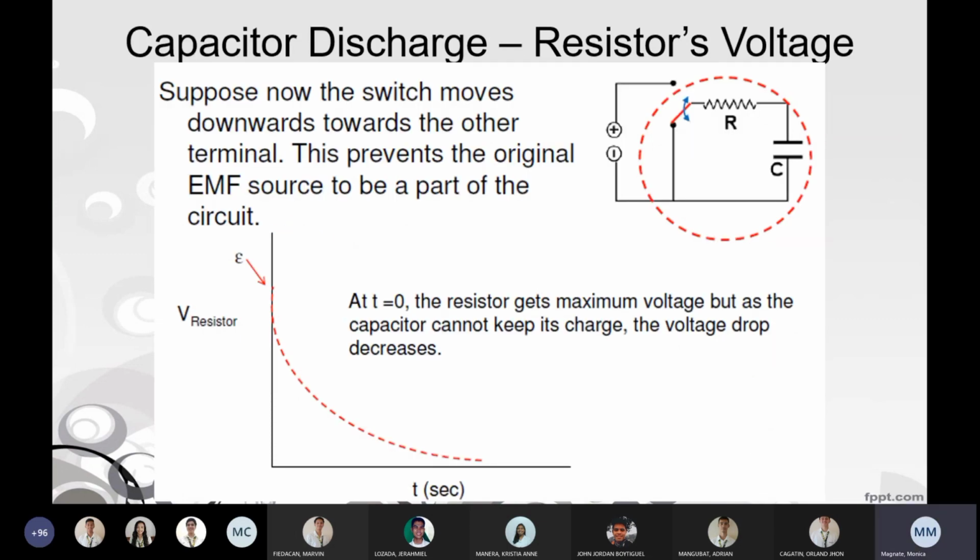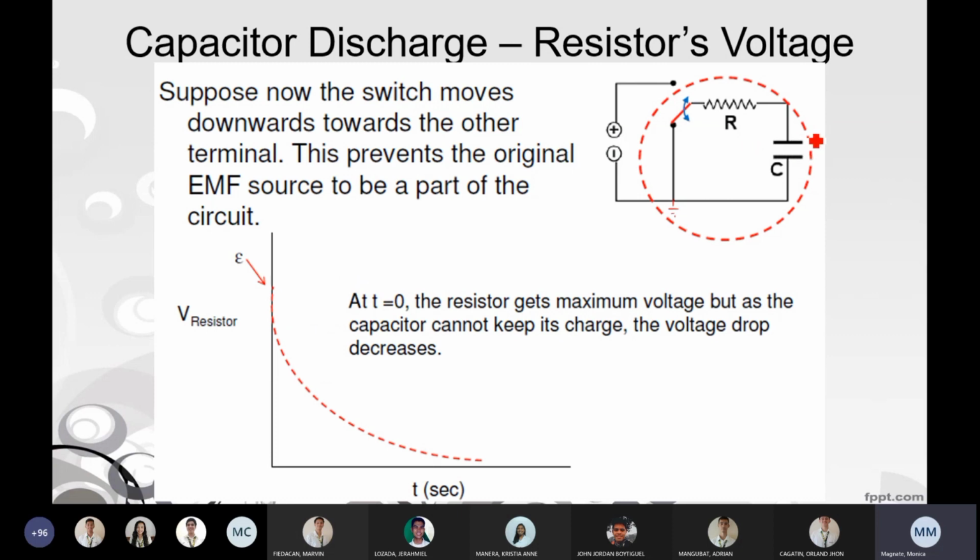So, next, capacitor discharging resistor's voltage. Suppose now that the switch moves downward towards the other terminal. This prevents the original EMF source from being a part of the circuit. So, di ba kanina, nakakonekta yung switch natin sa supply. So, paano naman kapag in-switch na natin dito, connected siya sa ground, so wala nang source yung ating RC circuit dito. No? So, at time t is equal to 0, the resistor gets maximum voltage, but as the capacitor cannot keep its charge, the voltage drop decreases. So, ganun yung magiging state ng ating voltage drop kay resistor.